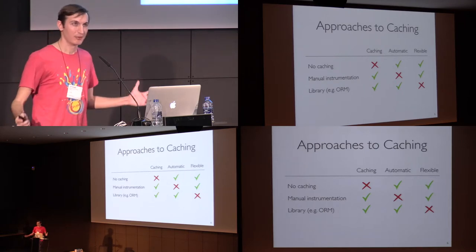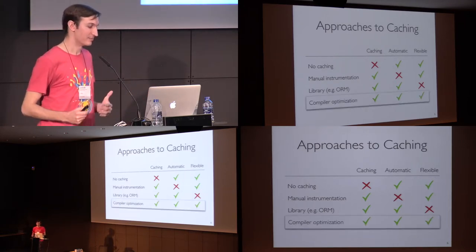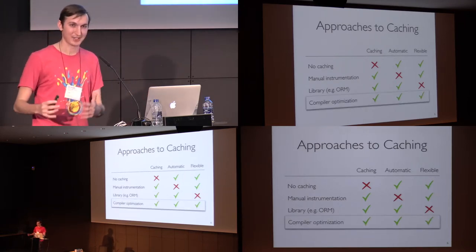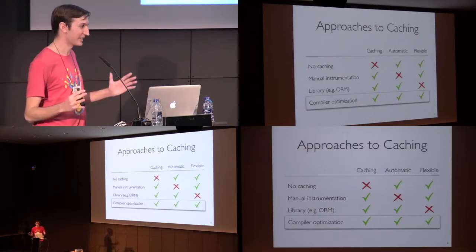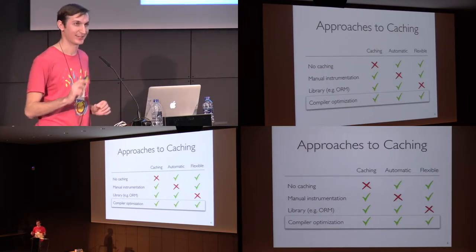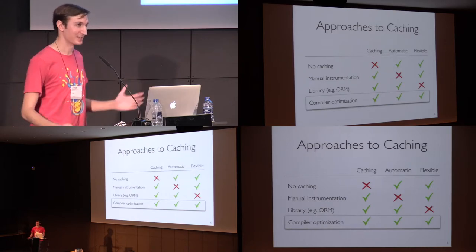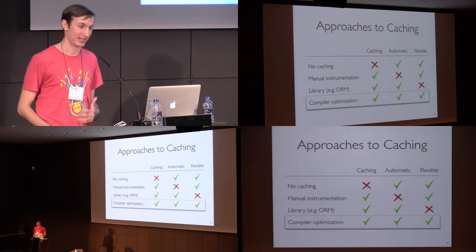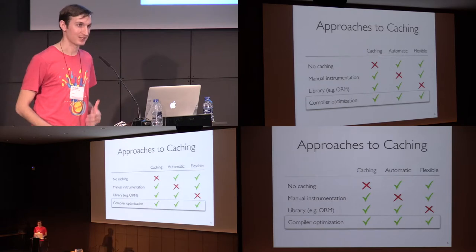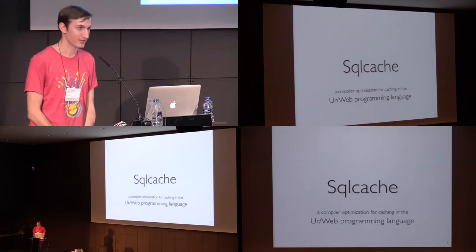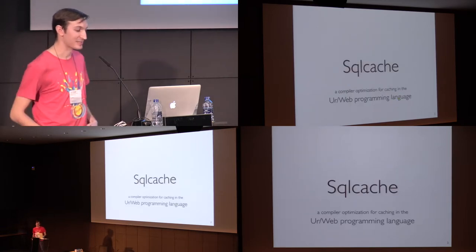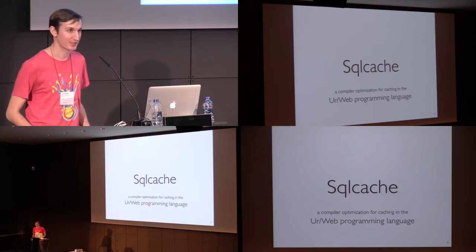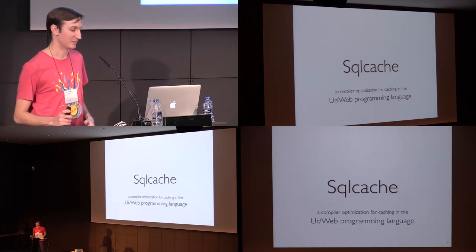So what I want to talk about today is a new perspective on adding caching to web applications. We're going to think about adding caching as compiler optimization. And so today I'm going to tell you about a compiler optimization that adds caching to web applications. It's called SQL Cache, creatively named. It's a compiler optimization for the Urweb programming language. I'm going to tell you more about Urweb in a bit.